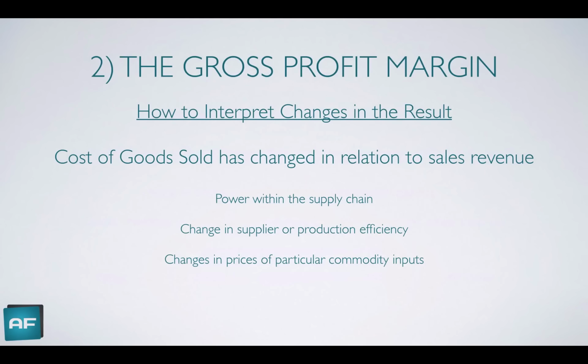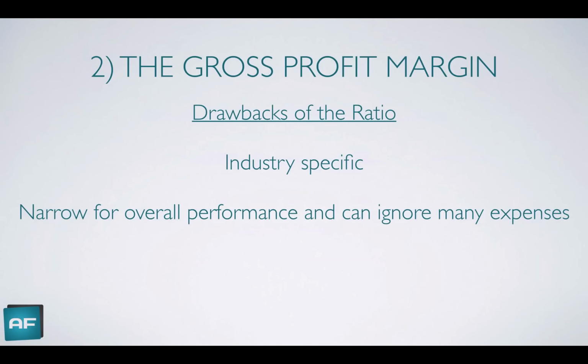You have to think about it from a company like Starbucks, and they purchase coffee beans over and over again all throughout the year. So if there's a change in the price of Arabica beans, or the change in coffee beans globally, then their cost of goods sold will change as those commodity inputs change. All right, the drawbacks of the ratio, once again, it's very industry specific.